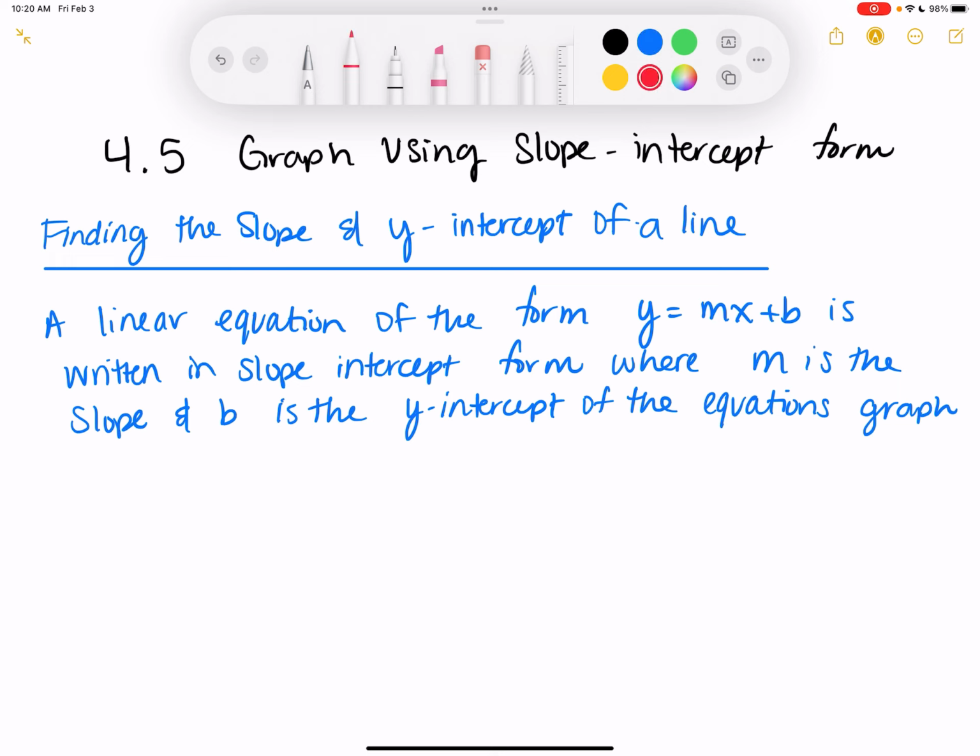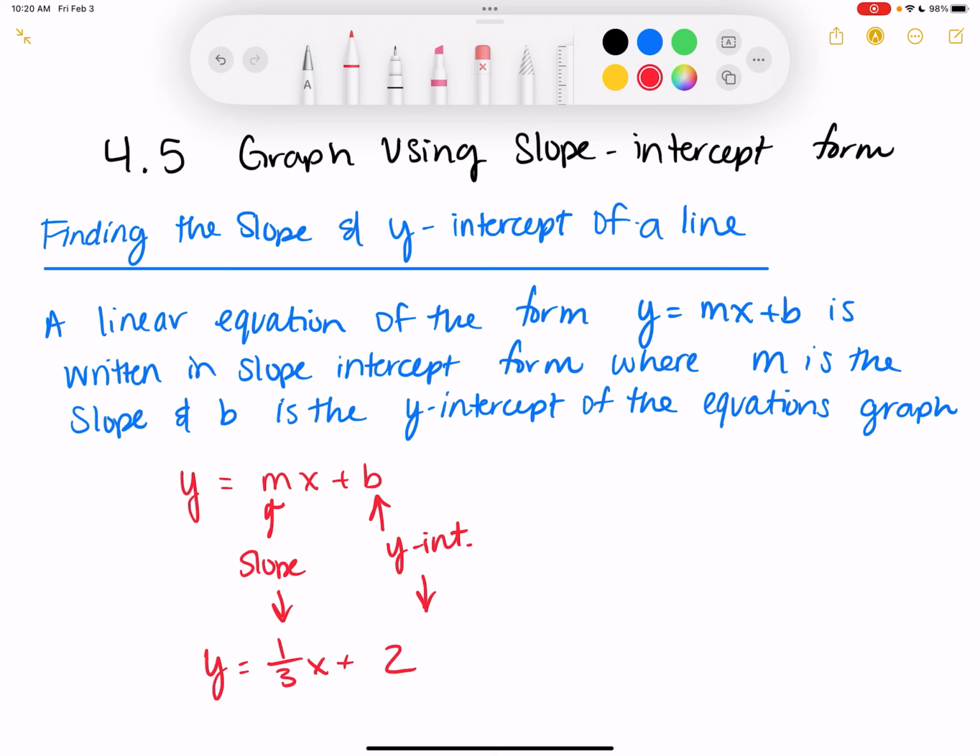So if you have y equals mx plus b, m is your slope, b is your y-intercept. So mathematically, it would look like y is equal to 1/3 x plus 2. So 1/3 would be your slope and 2 would be your y-intercept.